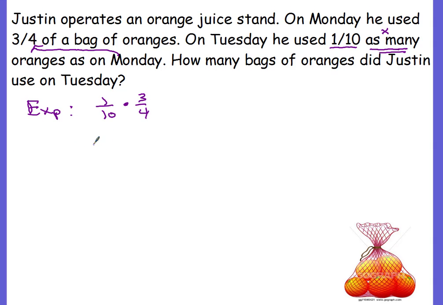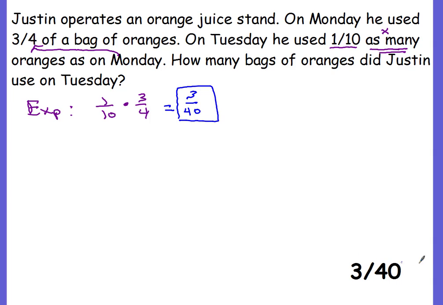They're both in fraction form. Now we can go ahead and multiply. Multiply your numerators. 1 times 3 is 3. Multiply the denominators. 10 times 4 is 40. Can we simplify? No. So 3/40 bags is your answer.